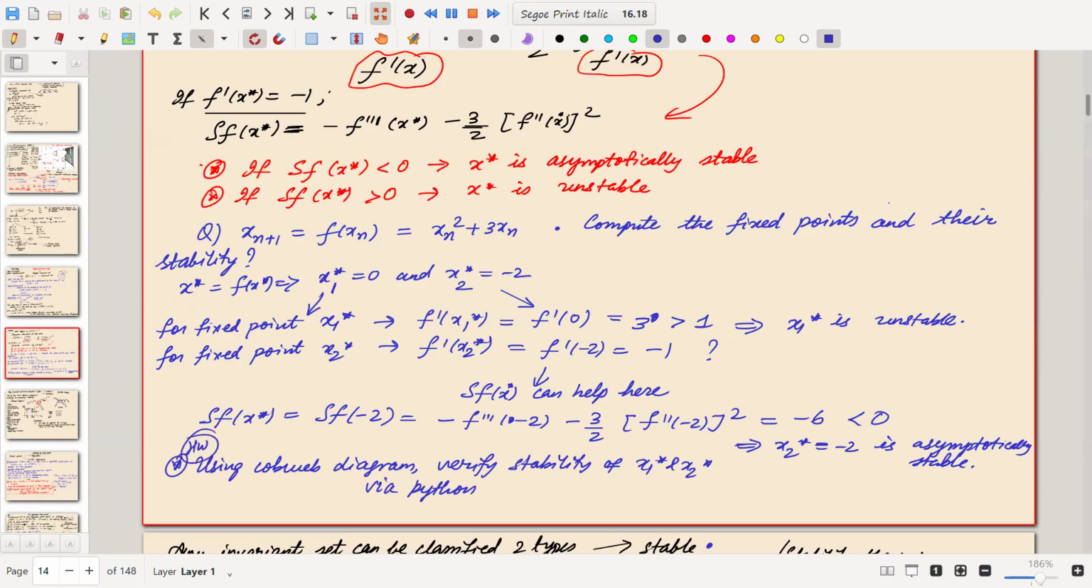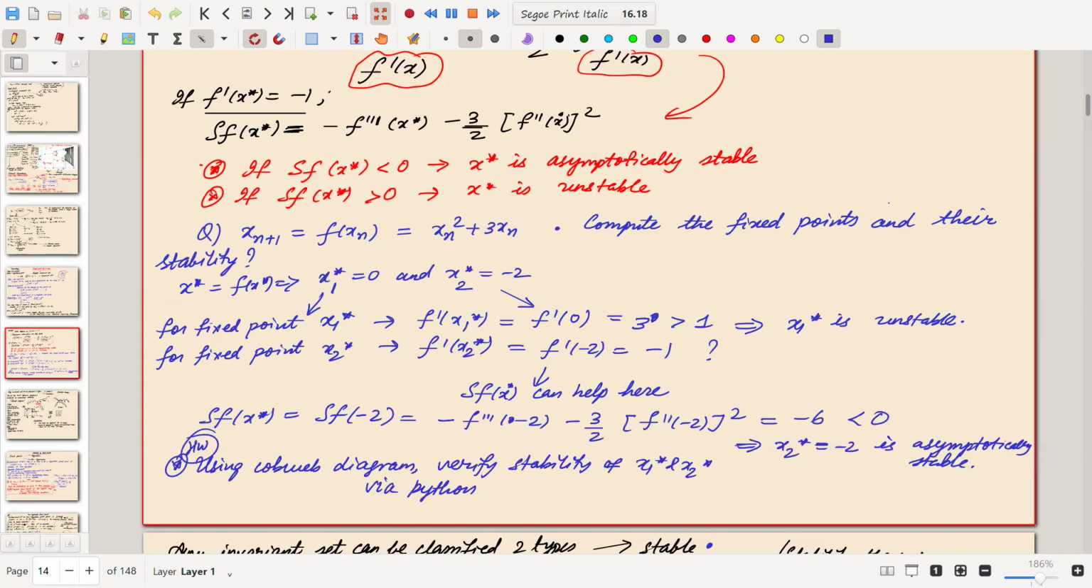This is the next homework. So you have to do Python. The next task is Python based. You have to do 2 Python based codes using cobweb, based on both the maps, 1D maps. The previous map where you were using f prime at x equal to 1, and now this is the case and example where f prime of x is -1.